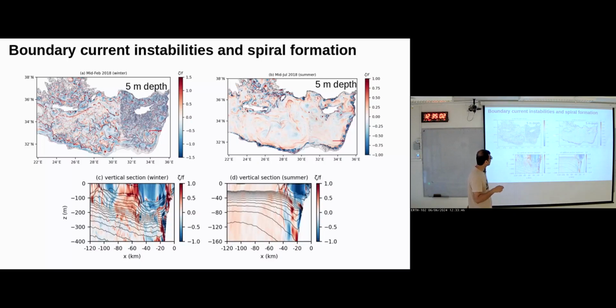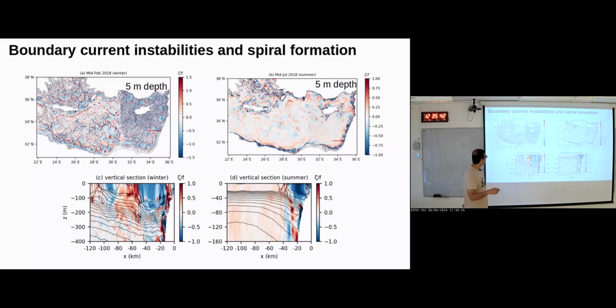However, how the spirals form is much more clear during summer, when the submesoscale currents are not present in the interior. We find that negative vorticity is generated in the shoreward flank of the boundary current, as you can see here and here, which then becomes unstable and rolls into these eddies, which we call spirals.